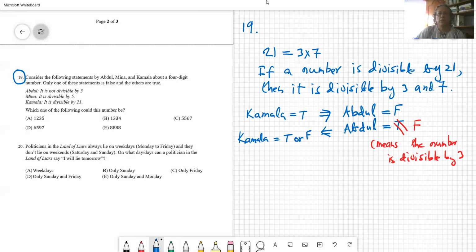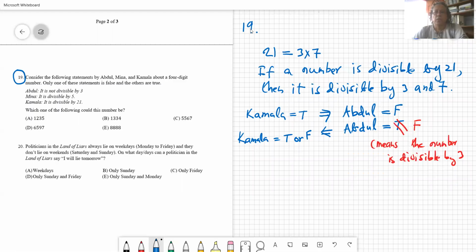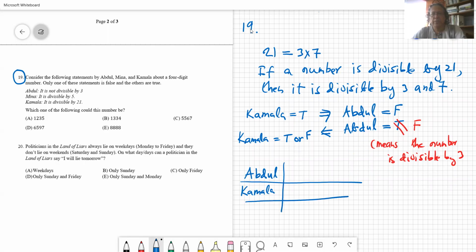So now we have these two possibilities, right? So now the other statement is, so let's make a little table. Abdul, Kamala. So if the Abdul statement is false, Kamala's statement could be true or false. So that's what we got from here, right?